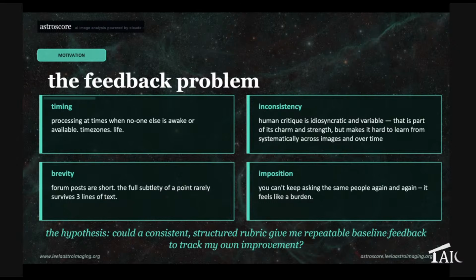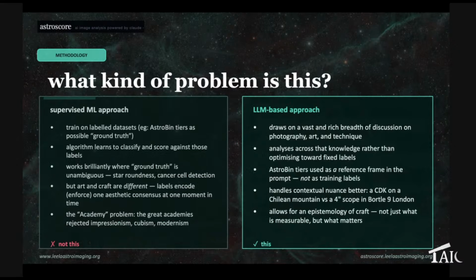And that's what led to create the Astroscore. Can you see the next slide, which says, what kind of problem is this? Yes, we can. Okay, great. So I thought I would try and see what could be done with artificial intelligence, machine learning techniques. And at first I thought, what sort of problem is this?